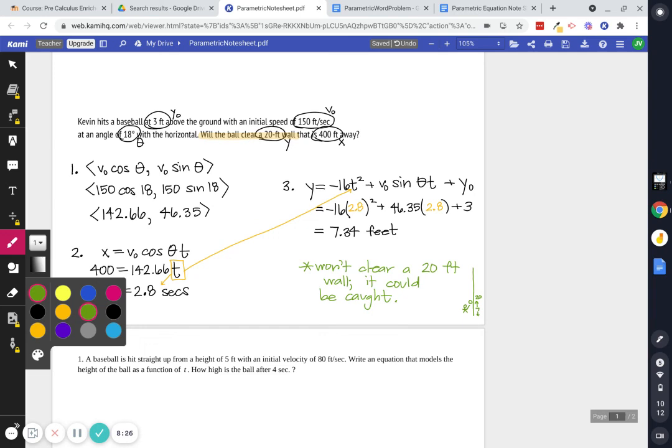Okay? I'm going to pause it here. I will go through one of the ones on the back. So let's stay tuned.